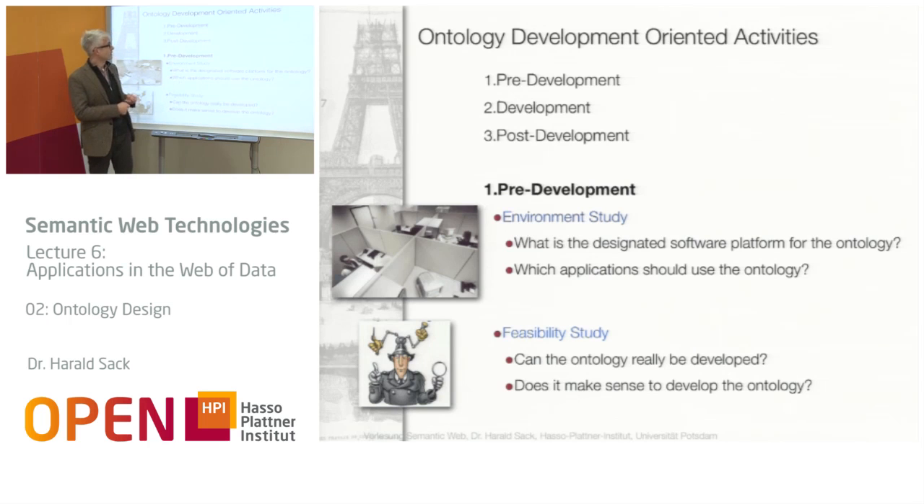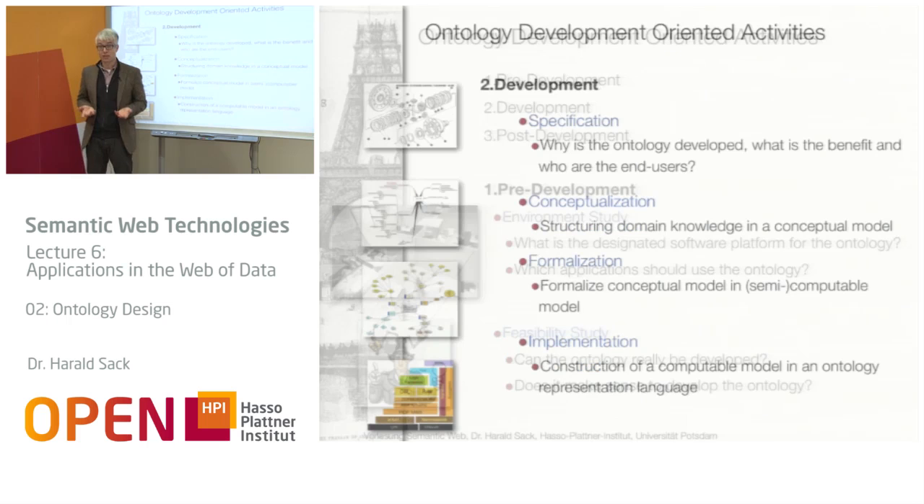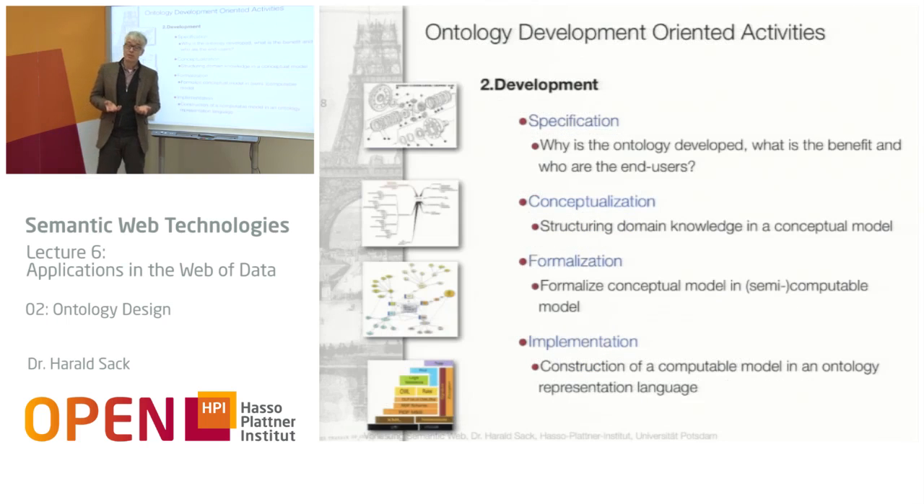Then comes the development stage. And here in the development stage, you start with the so-called specification. And there you ask, for example, why is the ontology developed? What is the benefit and who are the end users for whom this ontology and the application around the ontology is intended? And when you have asked these questions, you start with the so-called conceptualization.